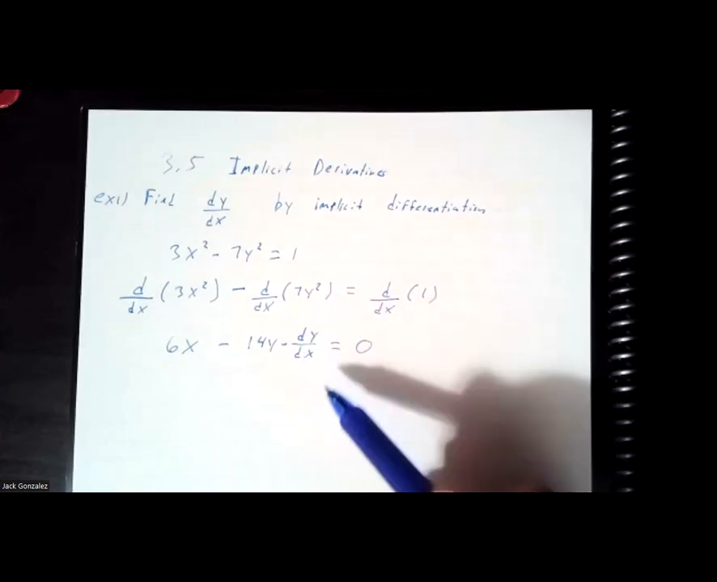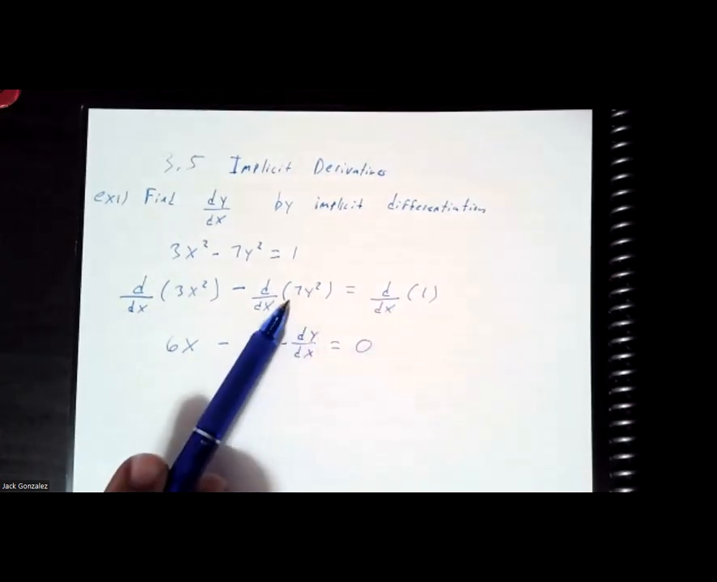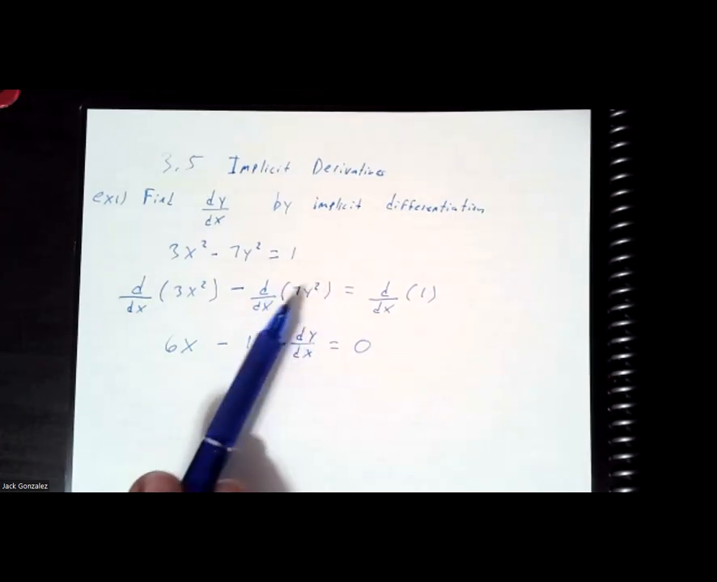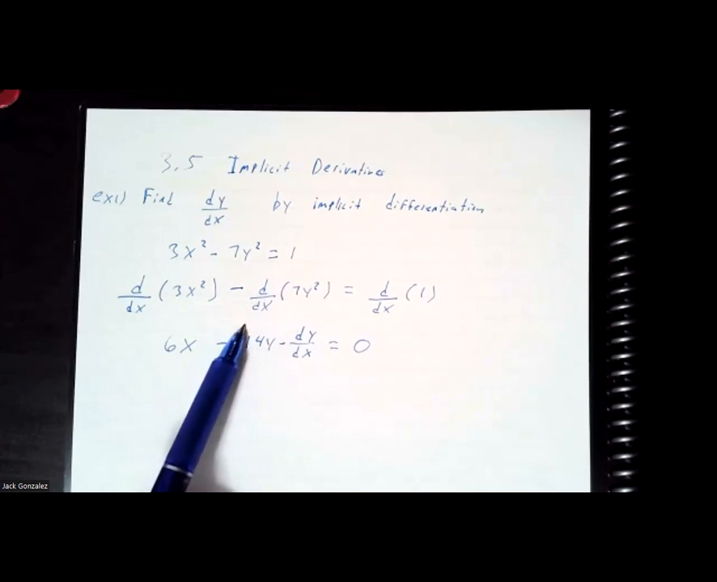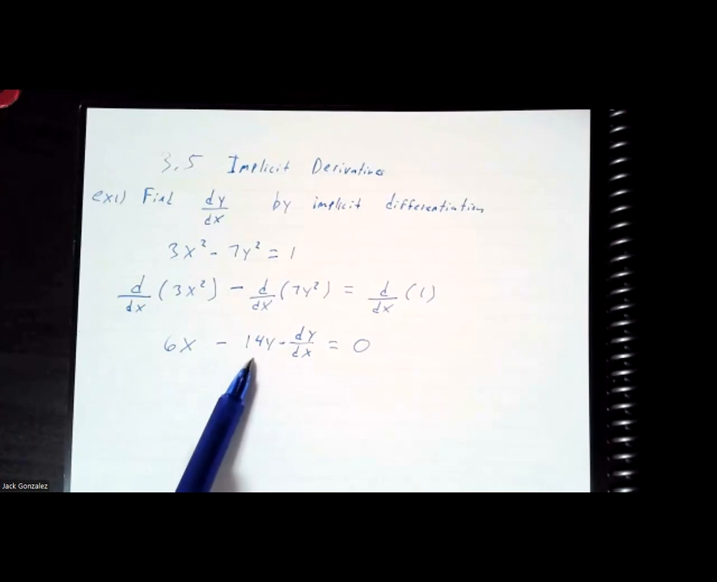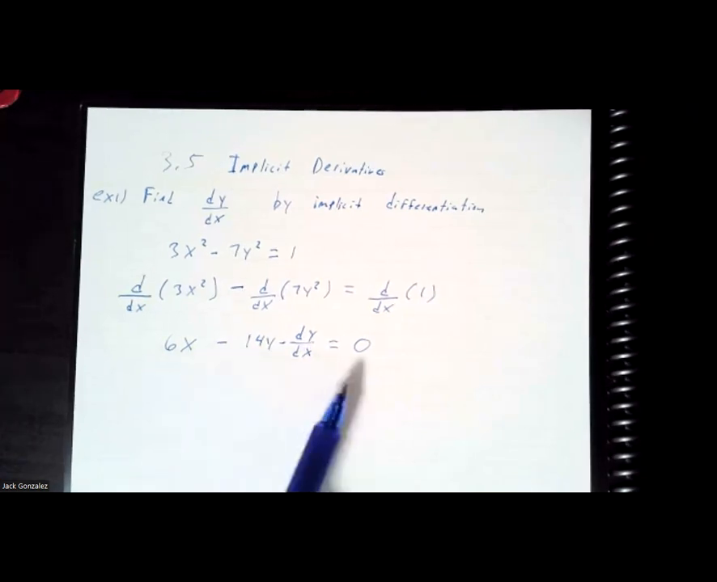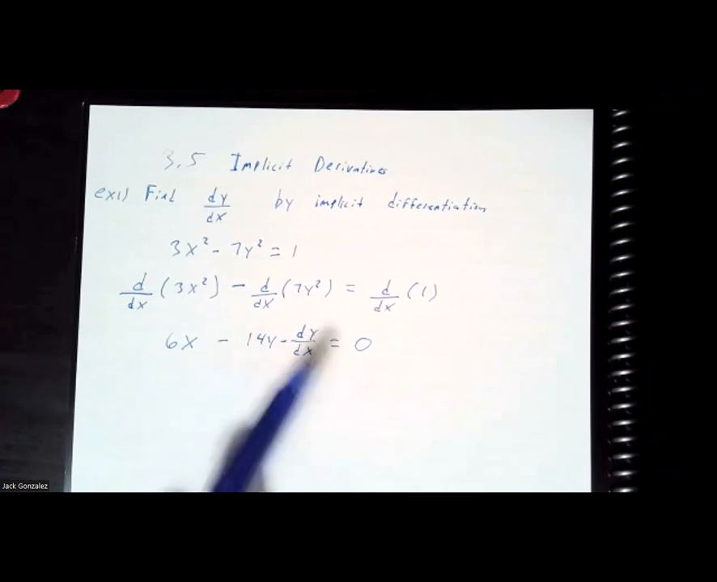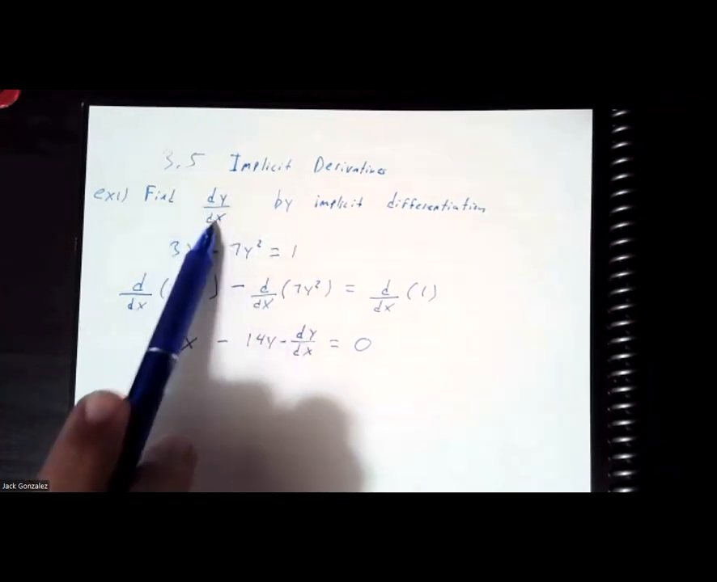But the only new thing that we're doing here is this piece right here. You take the derivative of 7y squared with respect to x. So it creates a chain rule. All right, I get it now. So that is implicit differentiation. That's done. Now just solve for dy dx because that's what they want us to do.